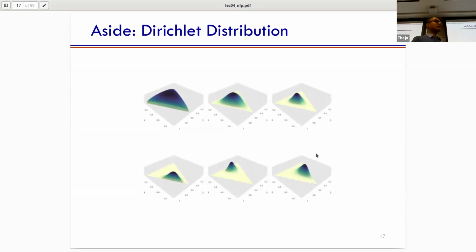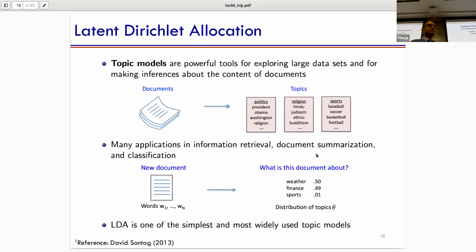Any questions about this? If you've done 570, you've seen name distributions, obviously. But this is just one additional distribution. Okay. So with that, let's actually talk about the model.